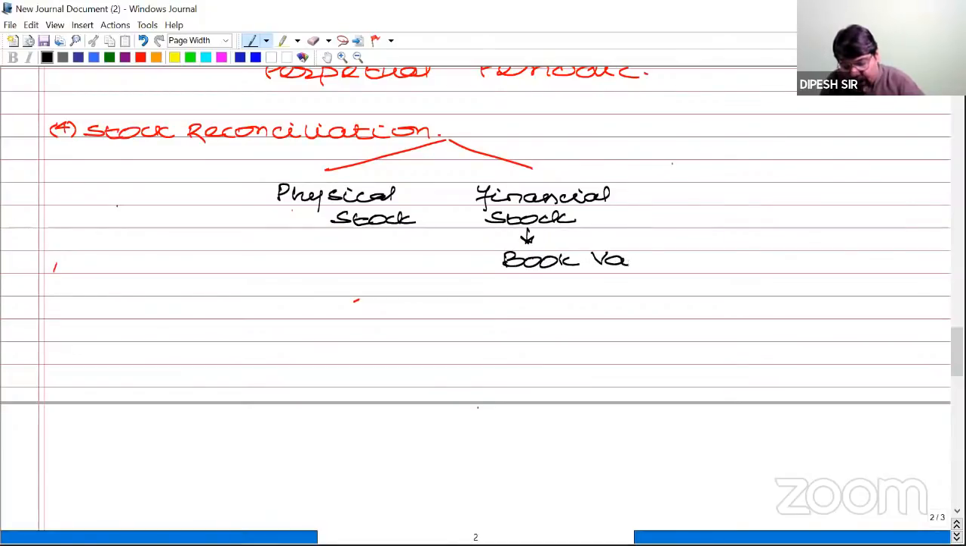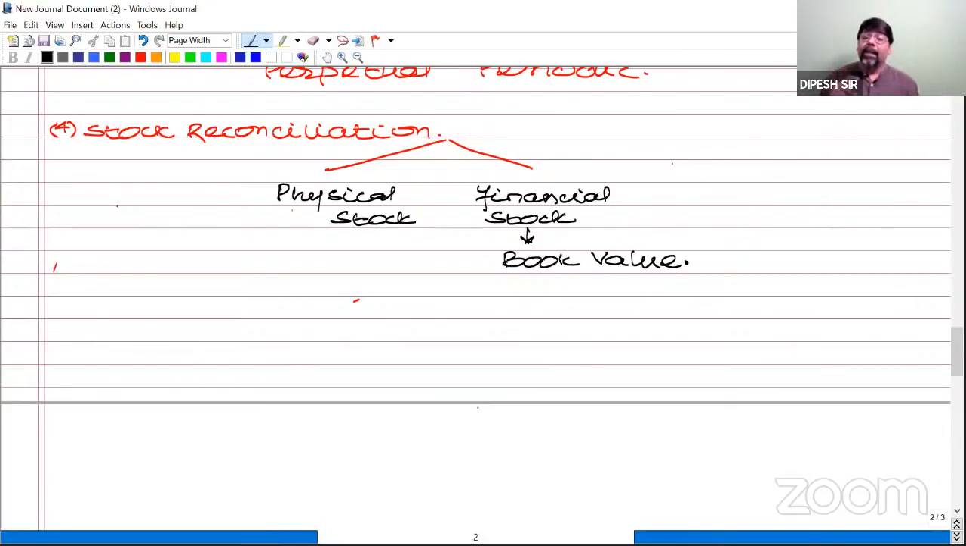I repeat, if you want, you can write it down, chartered. Physical value of the stock is the value of stock which is physically present in my godown. Correct? Financial stock is that stock which I own, which may be there in my godown, may not be there in my godown.